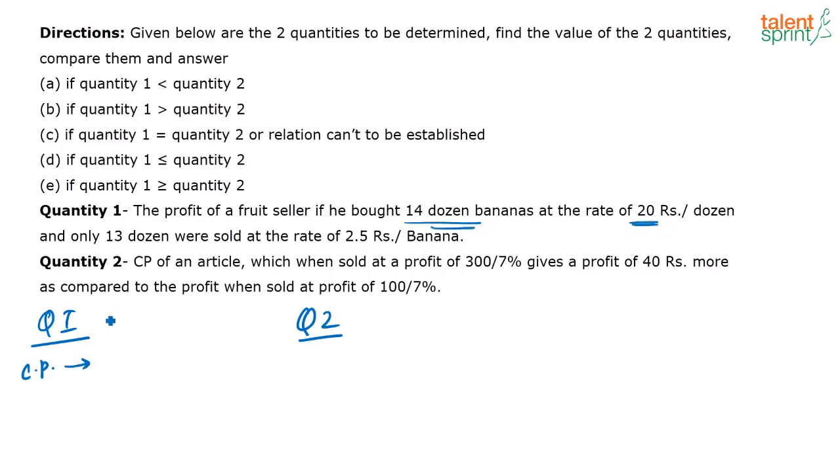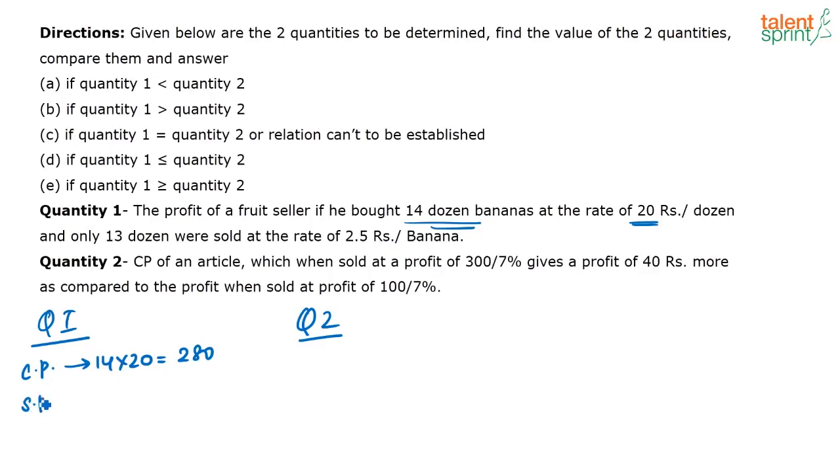So 14 dozens will cost 14 into 20, correct? So he buys it at 280 rupees. That is his full cost price. Now he is selling only 13 dozens. He could sell only 13 dozens and they were sold at a rate of 2.5 rupees per banana.